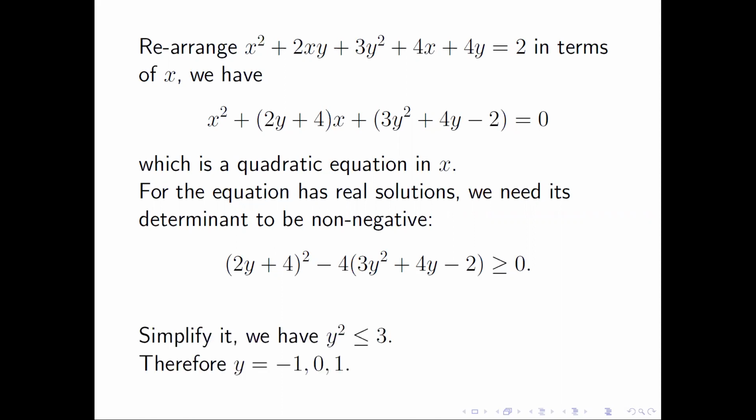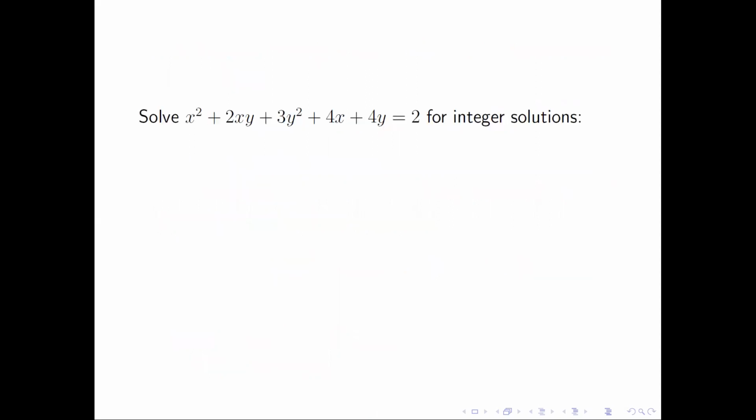We simplify it, and we get y squared less than or equal to 3. For real values of y, y can be between negative square root of 3 and positive square root of 3. If we only look for integer solutions, there are only 3 possibilities: y equals -1, 0, and 1. Now we are ready to find all the integer solutions for the quadratic equation.